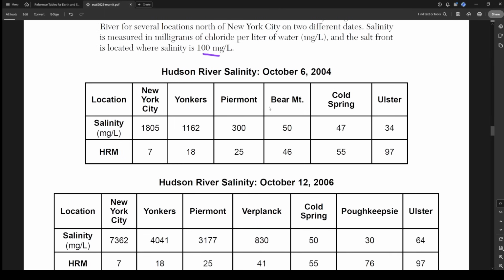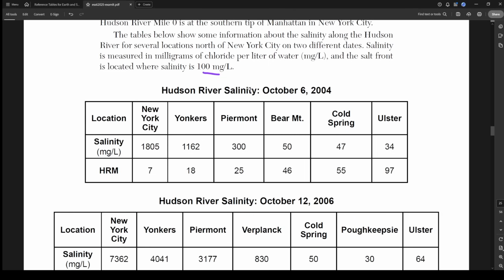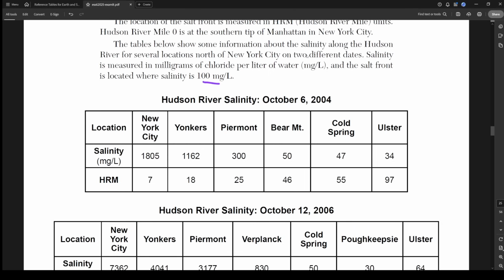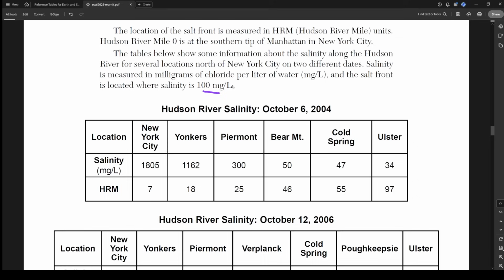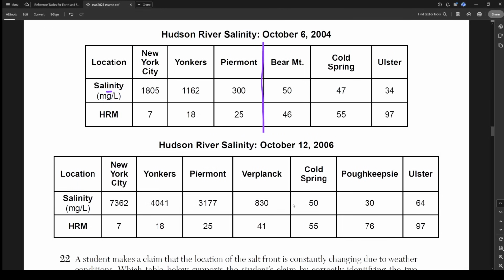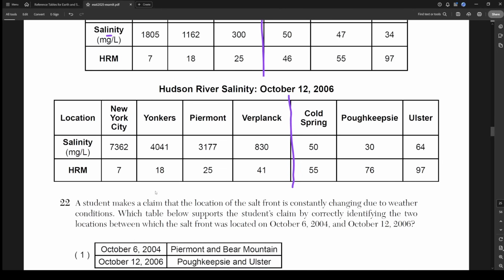So, if the salt front is where it's 100, what is that, HRM? Oh, 100 salinity. So the salt front's here, between 50 and 300, because we're looking for 100. And then it's between 50 and 8, that's here. So it moved, you could see. Is this the same locations? Except for Verplank for some reason, I don't know. Let's see what it wants to know.